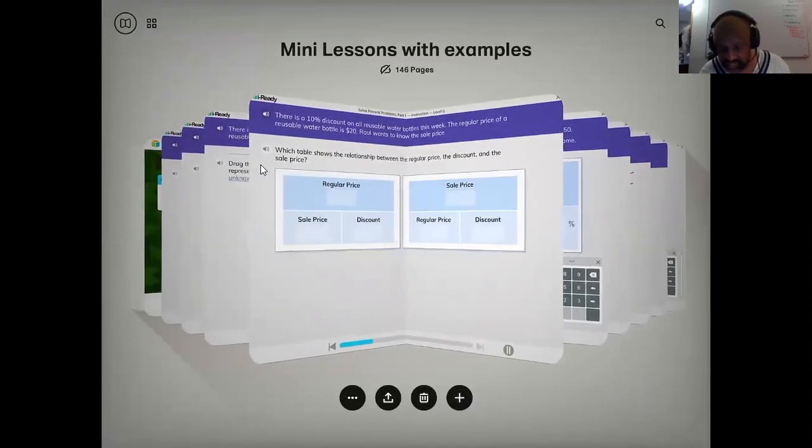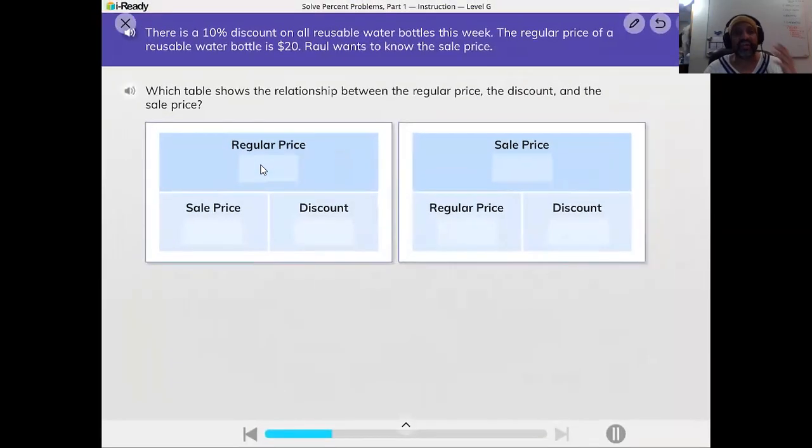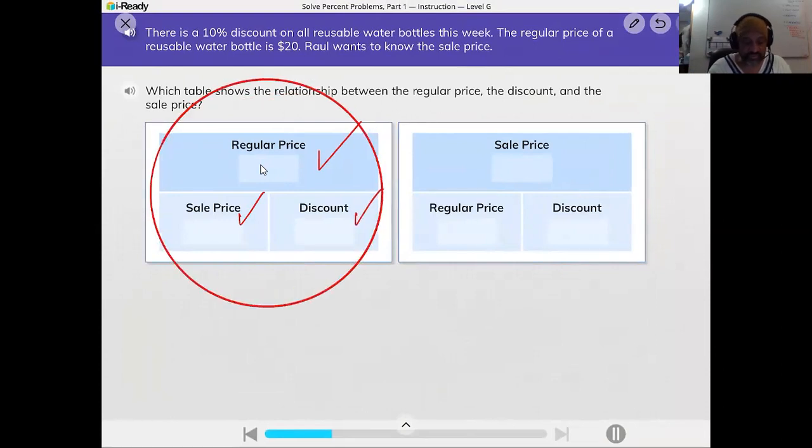All right, the next thing, they want to know, okay, how do you set up the table? Now, this is the way that they decided to set up the table. You always start with the regular price or the full price on top. The sales price here, the discount here is what they want. So this is the one that you would choose.